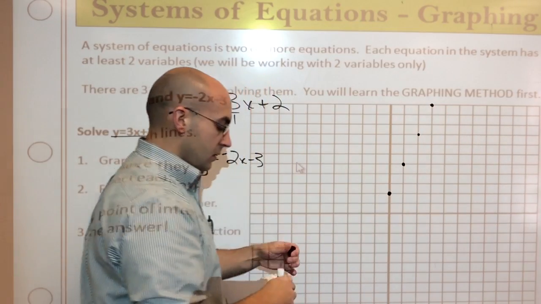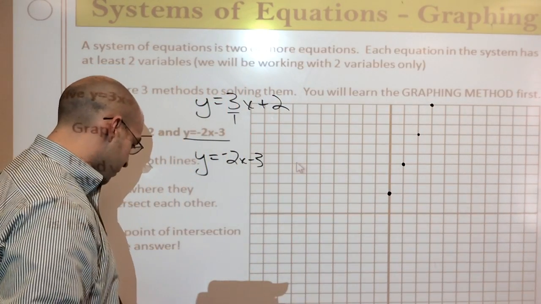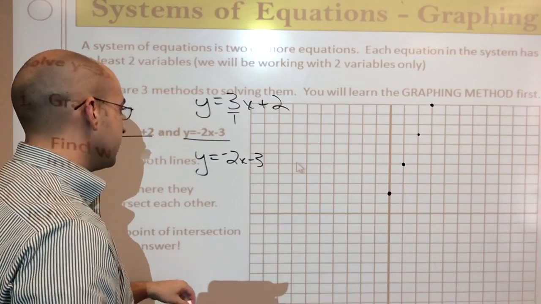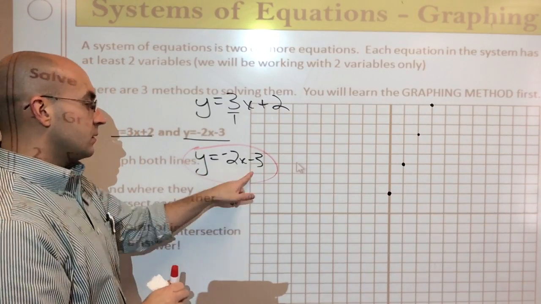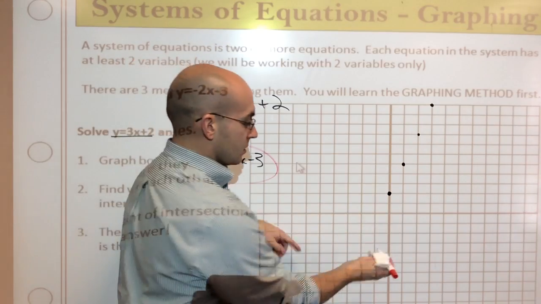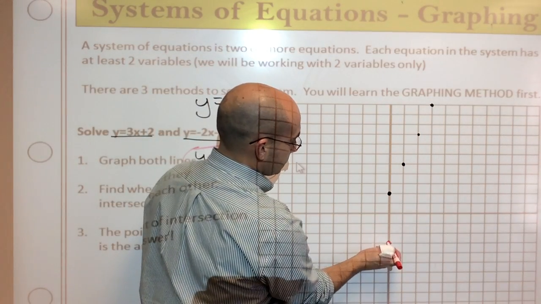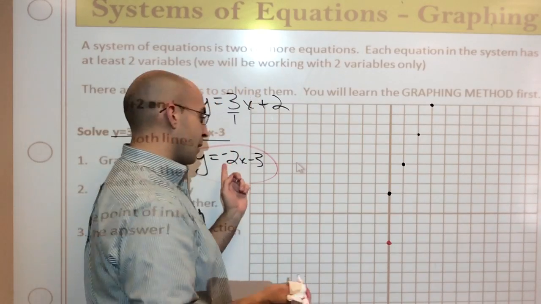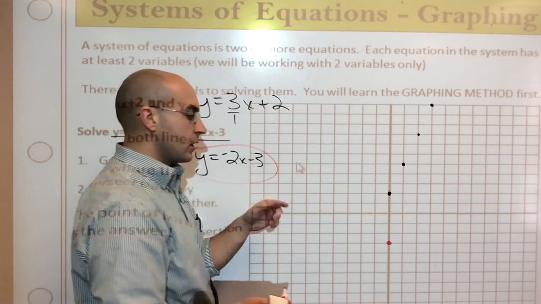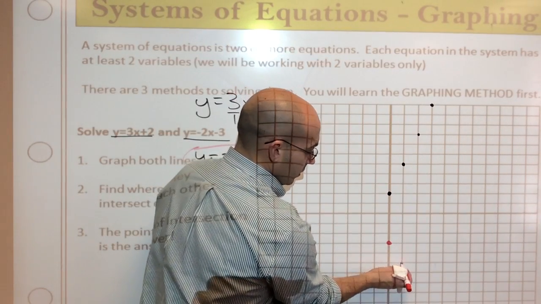Okay. Now, in another color, I'm going to use red. Let's go ahead and graph this line. I'm going to just circle this with red. Now, I'm going to go from the origin down 3. So it's going to be 1, 2, 3. And the slope is negative 2, so down 2 over 1, right? And remember, the negative sign belongs to the numerator. So down 2 over 1.